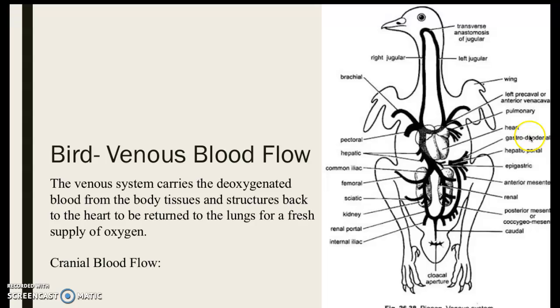Okay, the venous system carries deoxygenated blood from the body tissues and structures back to the heart to be returned to the lungs for a fresh supply of oxygen. So for the cranial blood flow, the blood flows to the heart from the right and left anterior vena cava or precava, depending on what species you're talking about. In humans, it's the inferior and superior vena cava, but in animals, it's typically referred to as the precava. So that would be this area right here. It flows into the heart.